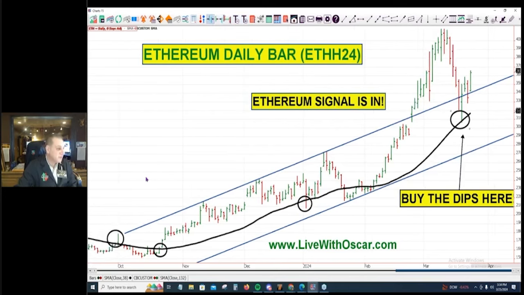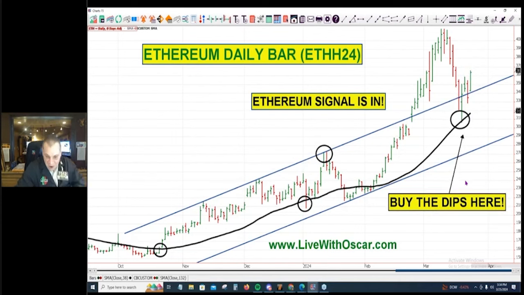Check this out. This channel has kept us in check from here, right? Down, trend line stops us. Down, trend line stops us. Down, trend line stops us. Down, gets above. Ooh, beautiful. What happens? We come down, we test the trend line for one or two bars, right back above it. After hitting the average, we have a signal. So Ethereum is showing that it wants to move higher.